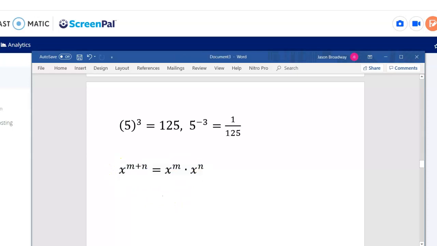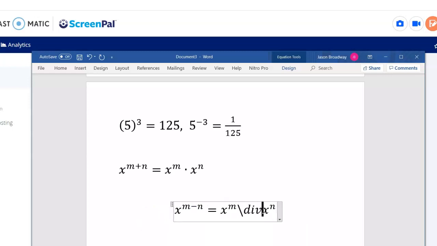And let me also do the sort of analogous rule. If you subtract, you get that.